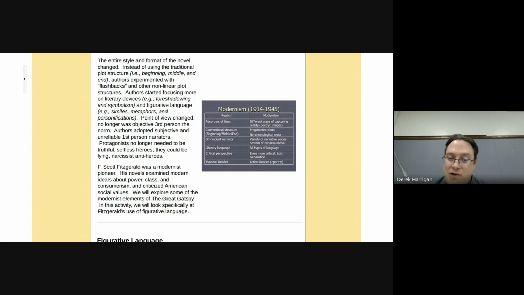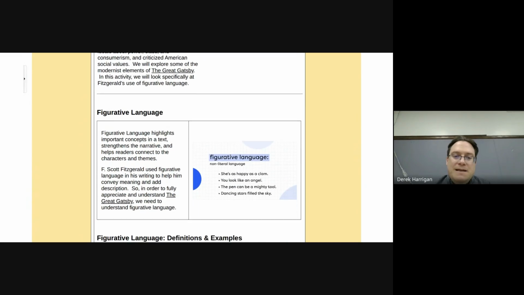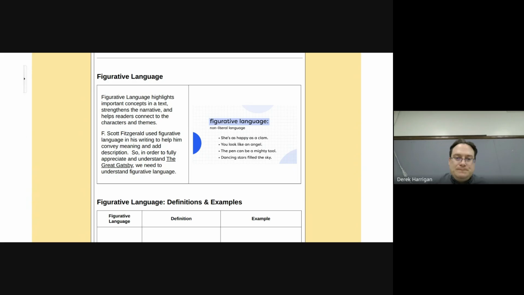They're going to be very gray. And so all of this is part of what makes this story a modernist story. Okay. Now we get down to the main point of our lesson.